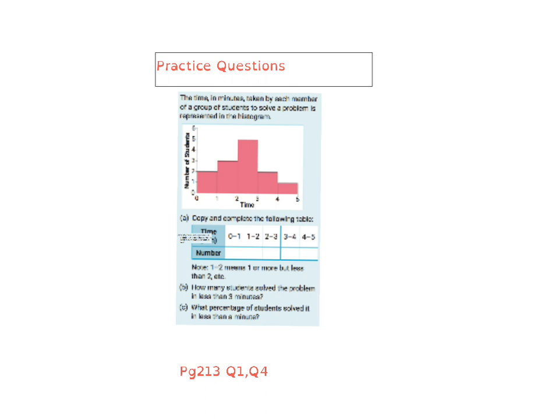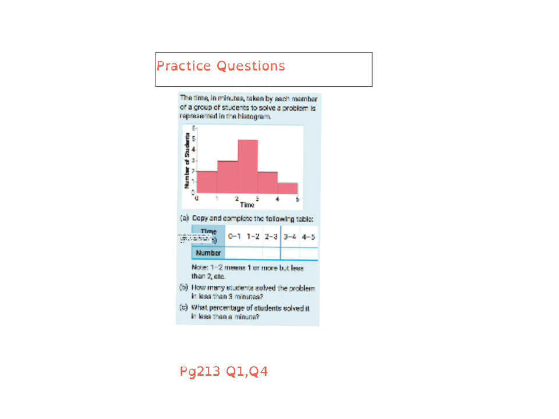So the time in minutes taken by each member of a group of students to solve a problem is represented in the histogram. So we can see here on the horizontal axis, this one here tells us the time, so is it between 0 and 1 minute, 1 and 2 minutes, and then here it's the number of students or the frequency, so how often this happens. So what they're asking us to do is to fill in the table below, so to take the information off the graph and fill in the table.